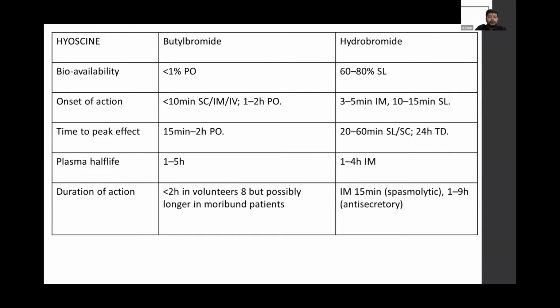Hyoscine comes as butyl bromide and hydrobromide. For butyl bromide, bioavailability for oral is less than 1%, and onset of action is less than 10 minutes for the sub-Q, IM or IV route. Peak effect takes 15 minutes to 2 hours, plasma half-life is 1 to 5 hours, and duration of action is less than 2 hours. For hydrobromide, bioavailability is 60 to 80% sublingual, and onset of action is 3 to 5 minutes for IM and 10 to 15 minutes sublingual. Peak effect can be obtained within 20 to 60 minutes sublingual, or 24 hours for transdermal patches. Plasma half-life is 1 to 4 hours for the hydrobromide.